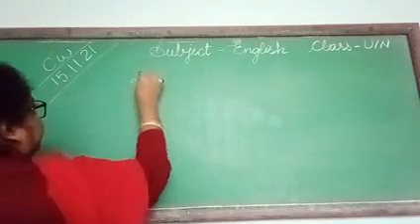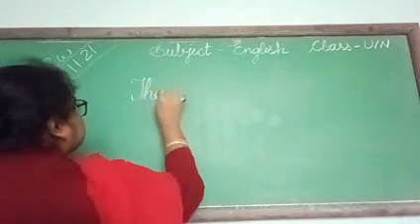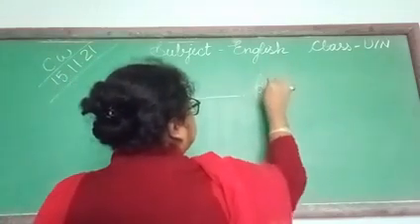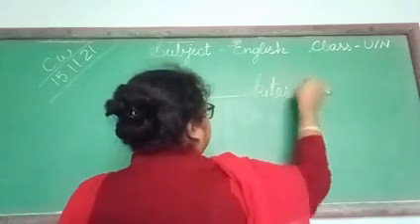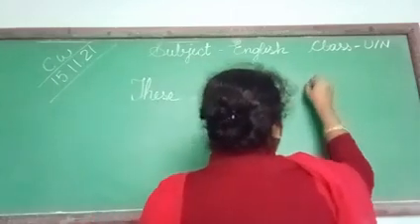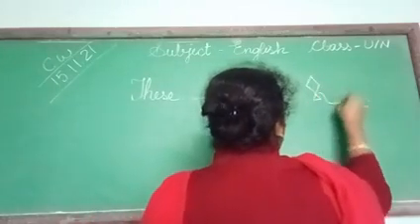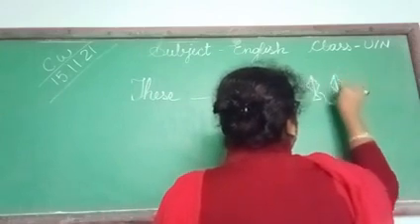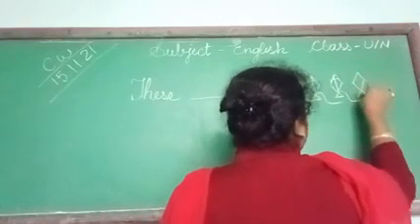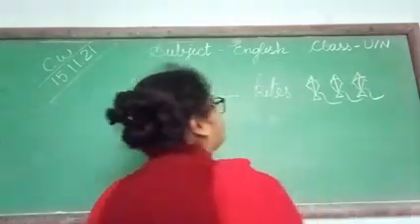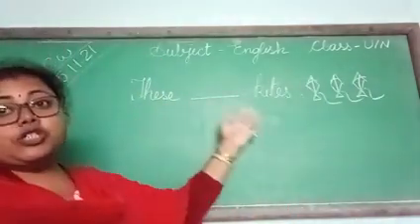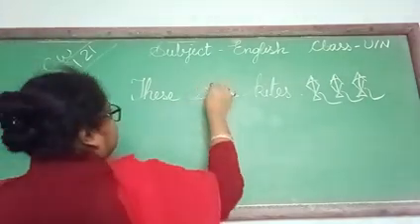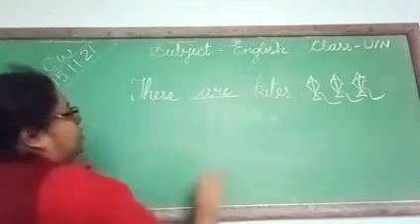Let us see. If I write these dash kites, then what will you say? These dash kites. These is there and it is in plural form. What will you say? A-R-E, are.